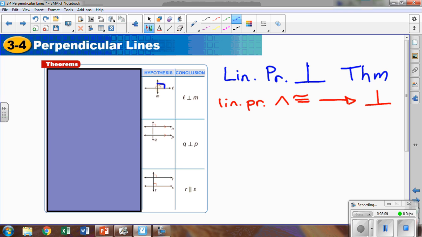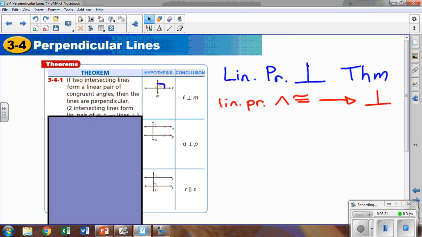Of course, we want our names to remind us what the things are about. This is about linear pairs being perpendicular, so that's what we're going to call them. Progressing toward the second one.